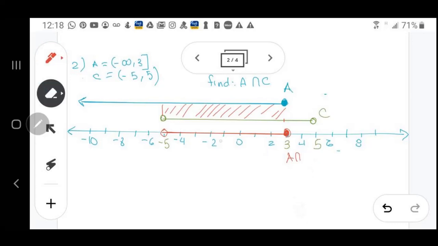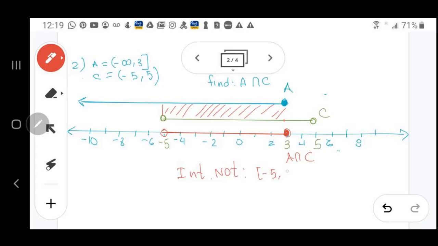A intersection C. And what would be, in this case, the interval notation for this exercise? The interval notation goes from negative 5 without including it up to 3. That is, let me correct it here. I said that it's not included and I'm including it. So again, it goes from negative 5 not included up to 3 that is included.